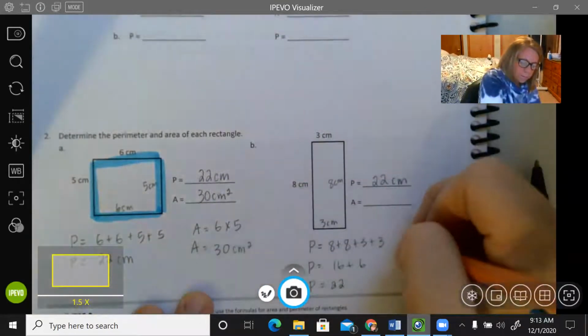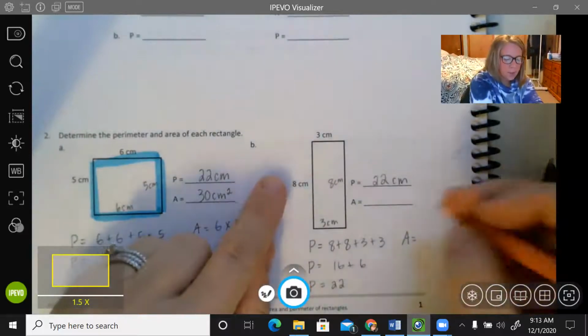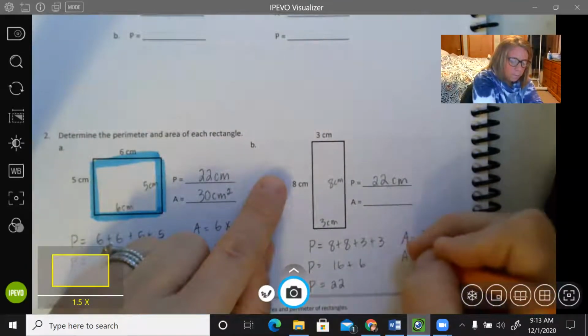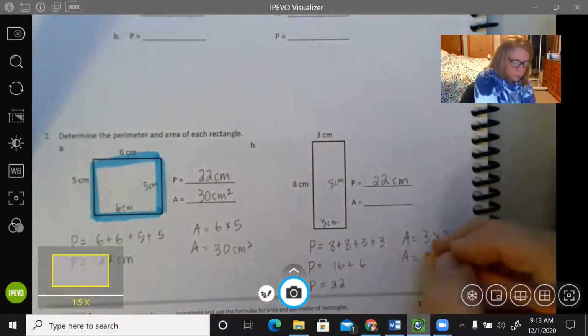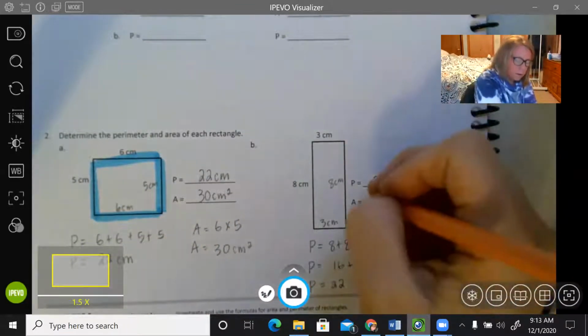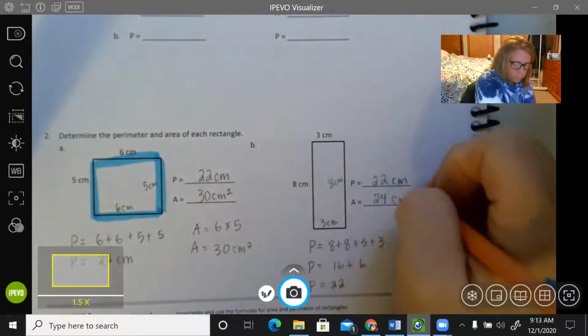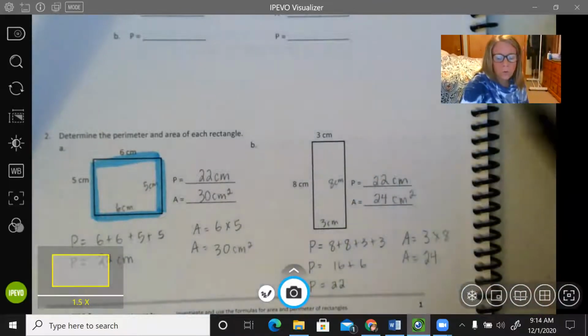For my area, length times width, which would be 3 times 8. 3 times 8 gives me 24. My area would be 24 centimeters squared.